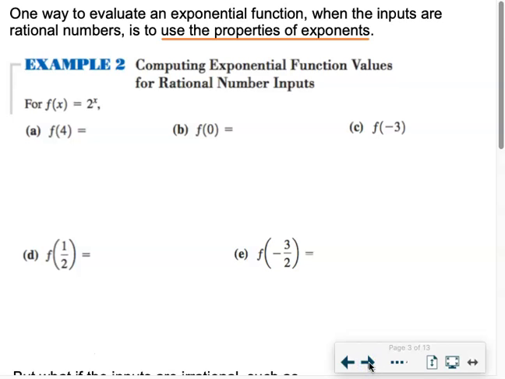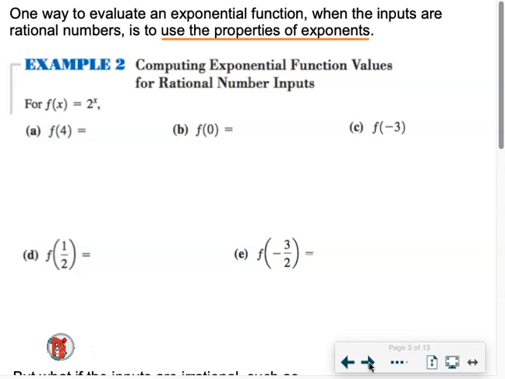Now it worked. Okay. One way to evaluate an exponential function when the inputs are rational numbers is to use the properties of exponents. So we have to remember how all of those work. Computing exponential function values for rational number inputs. And the first one simply says f of x equals 2 to the x. Basic exponential function. If you think about it, it's the first positive integer that we could think of for exponential growth. So our base is 2.